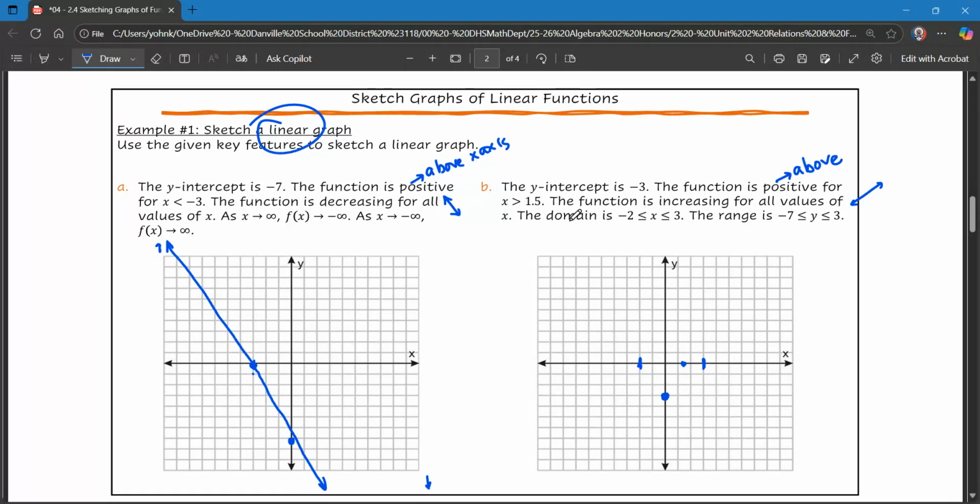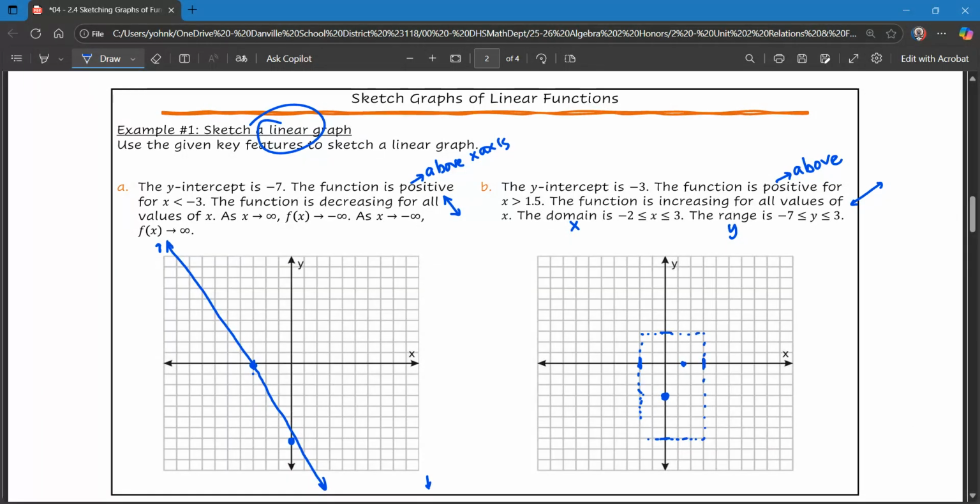The domain, that's your x's, and the range, that's your y's, is between -7 and 3. So if I go down here, 1, 2, 3, 4, 5, 6, 7, and 1, 2, 3, think of this as the box that you are not allowed to get out of.